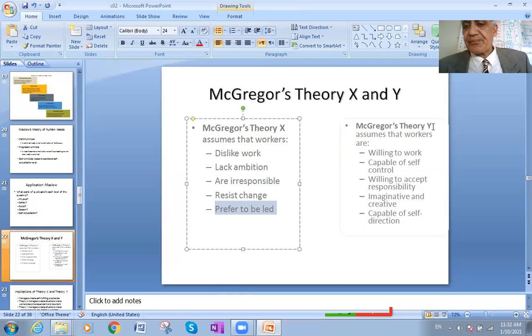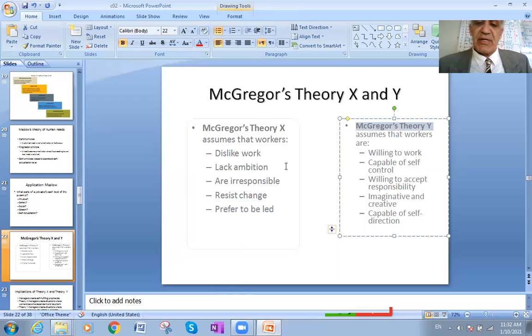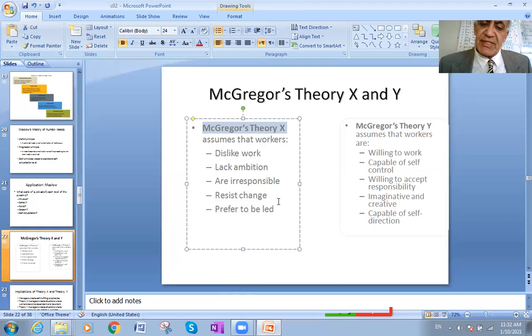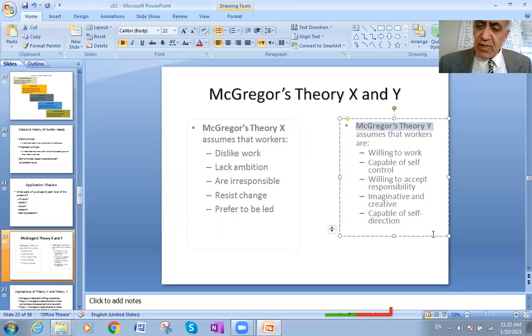But then the people told him, "Come on, are all the people like this, Douglas? All the people are so bad to this limit? They don't carry responsibility, they don't want to do jobs. Are all the people like this?" Then he said, "No, no, no." He got angry. "We have also another kind of people, which is Y theory."